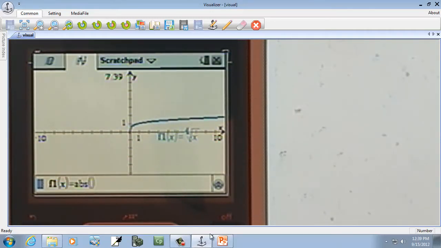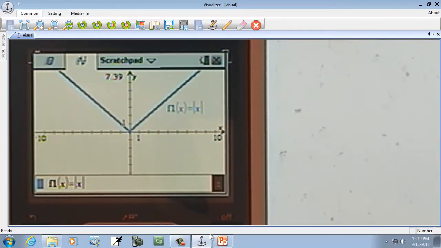And then we'll put the x key, and I'll press tab. Tab one more time. First tab just took it out of the absolute value, and then again for graphing it. And that'll get us our absolute value of x.